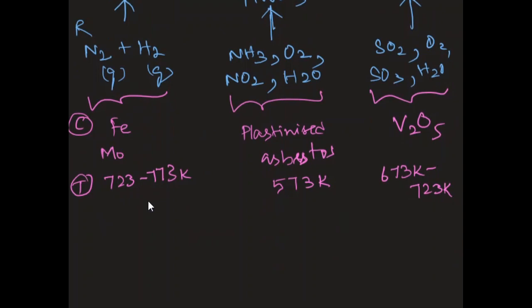Now let us discuss the reaction involved here. In this case, nitrogen as gas combines with 3 moles of hydrogen to give 2NH3. That is also gas. So we have already indicated the catalyst and reaction conditions.